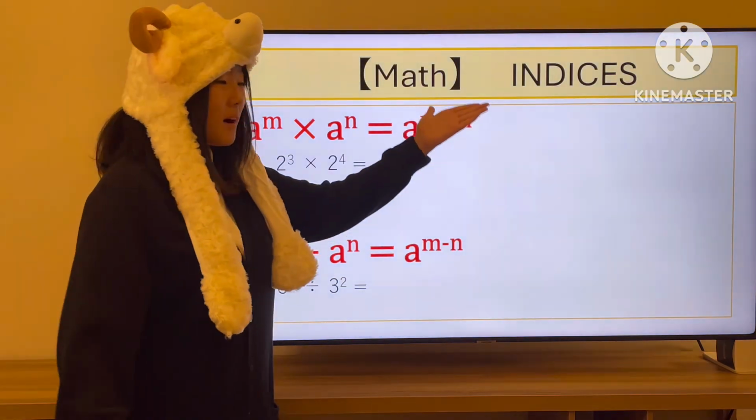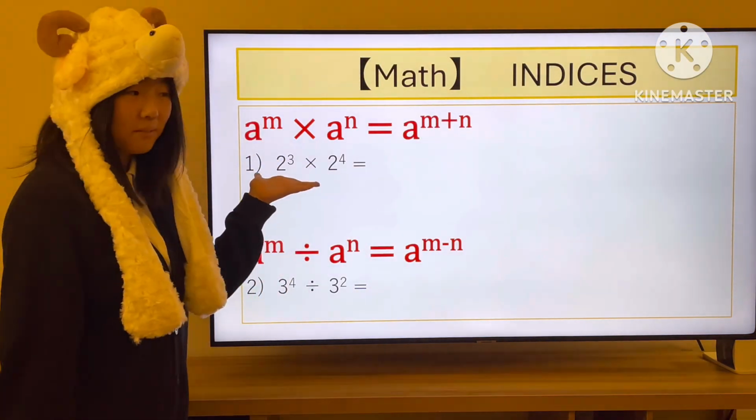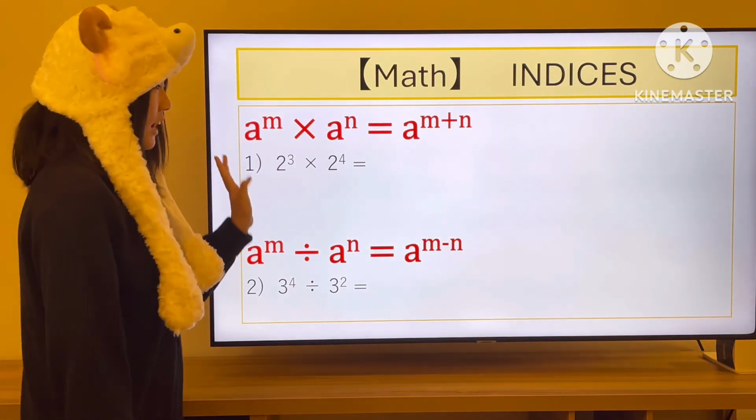Today, we will be learning about indices and surds. Do you know the answer to this? Well, this is how you solve it.